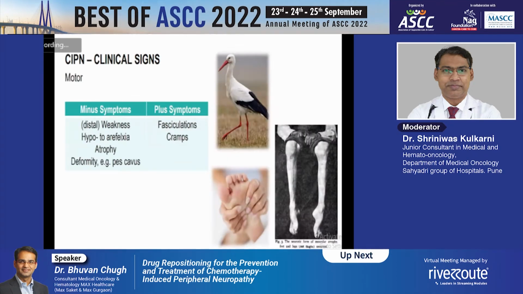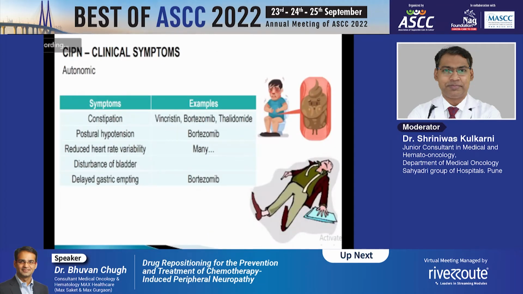So, clinical signs in motor neuropathy, what are the minus symptoms and plus symptoms? Plus symptoms include fasciculations and cramps. Minus symptoms include distal weakness, hypo or areflexia, atrophy of the muscles, and deformities such as pes cavus. So there are certain autonomic clinical symptoms actually, especially chemotherapy induced, and these include constipation, postural hypotension, reduced heart rate variability, disturbances of the bladder, delayed gastric emptying, and these are the medications which can cause these symptoms.